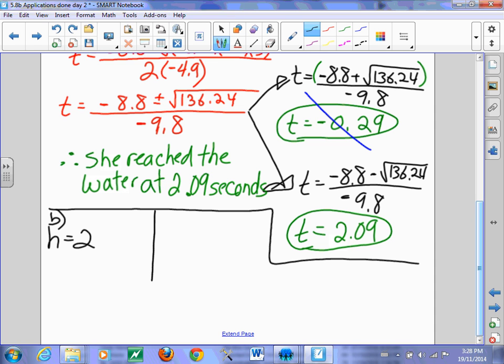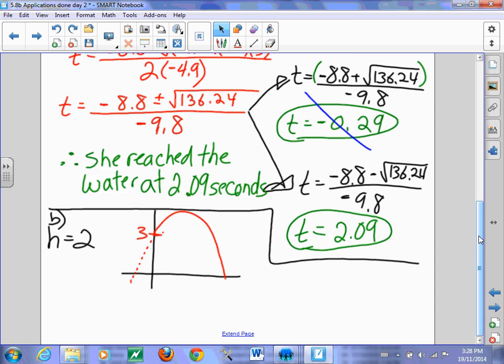If I quickly resketch my graph, I know I'm starting at 3, I'm jumping up, and I'm coming down. Technically I've got the other part of the parabola there. And if I sub in h equals 2, ladies and gentlemen, 2 is below 3. So we're going to have one data point that's positive and one that's negative, kind of where I drew the 2. So let's put it there. When we get our answer, we're going to ignore the negative one and deal with the positive one.